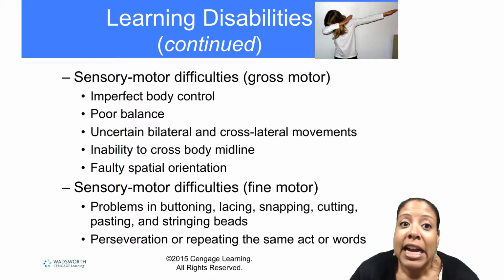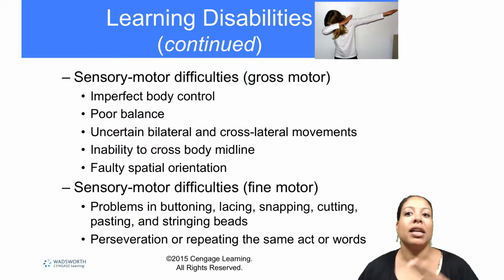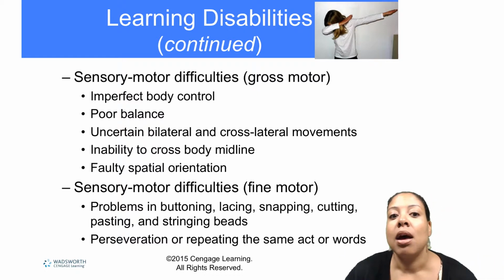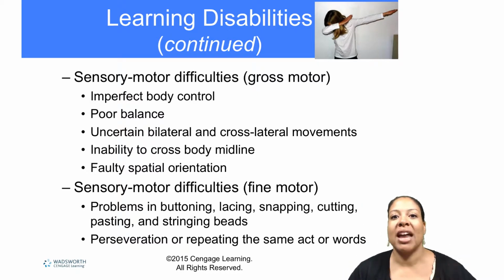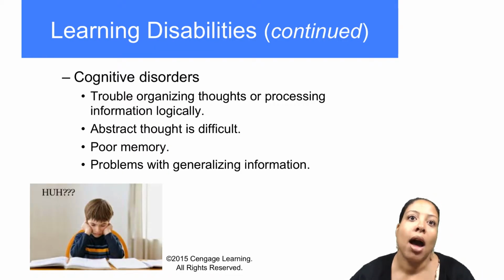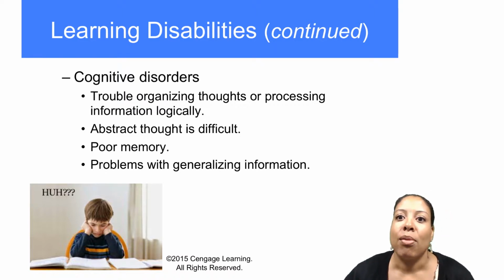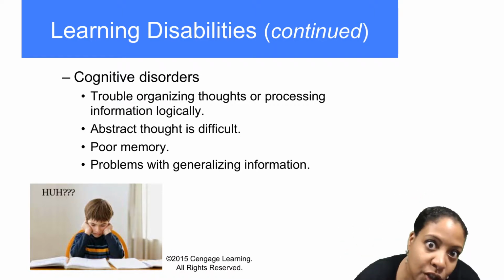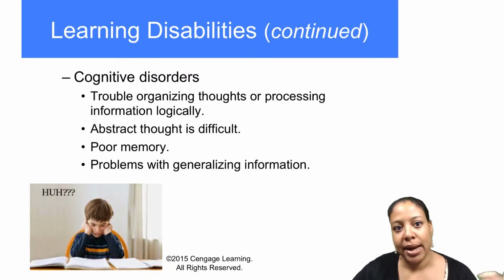So with fine motor, sensory motor difficulties, we have issues with problems in buttoning, lacing, snapping, tying, cutting, pasting, and stringing beads, perseveration, or repeating the same actions or words. So where they're kind of stuck and they're doing the same thing over and over. Cognitive disorders can include trouble organizing thoughts or processing information logically. Abstract thought is difficult, poor memory, and then problems with generalizing information. So being able to apply information from one concept to the next.